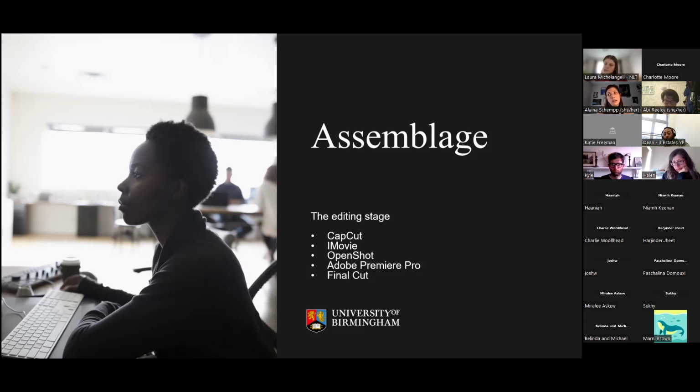So it's using a nonlinear editor like CapCut or iMovie. I've never tried OpenShot, but I've heard really good things about it. At the University of Birmingham, we have a subscription to Adobe Premiere Pro, which works really well. Some other universities invest in Final Cut. And so your schools might invest in their own particular editor. It doesn't really matter what kind of editor your school has invested in, or none, right? Because CapCut is free. So there are lots of free ones actually out there to use.